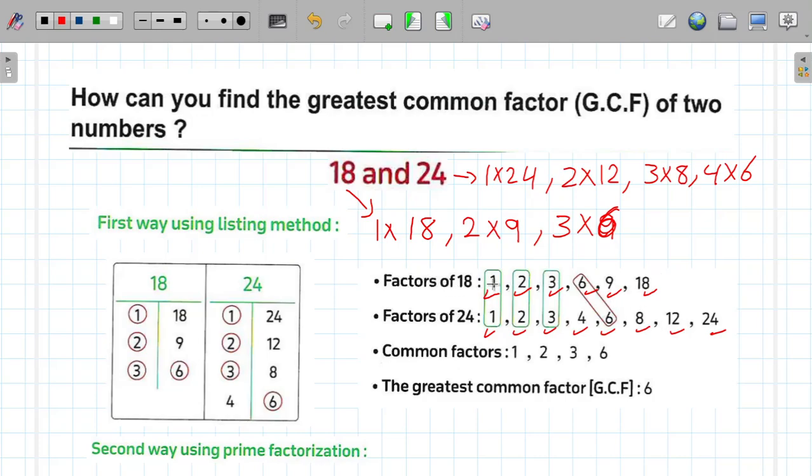So I will search about the common factors between the two numbers. I have here 1 and 2 and 3 and 6. So the common factors here are 1, 2, 3, 6. Next, I will search about the greatest common factor. Here I have 6, the biggest number in the common factors. Okay, so 6 is the greatest common factor. Okay, this is the first method.